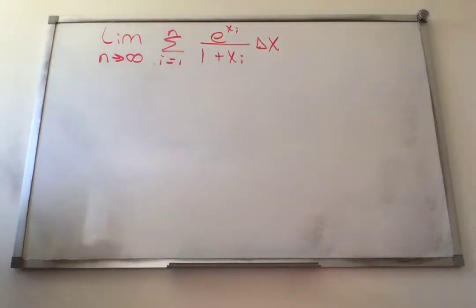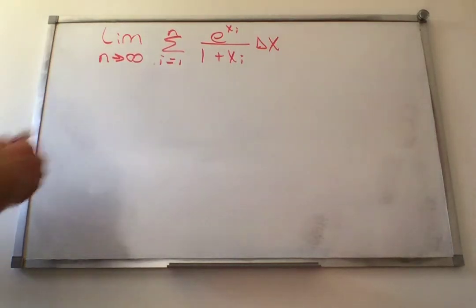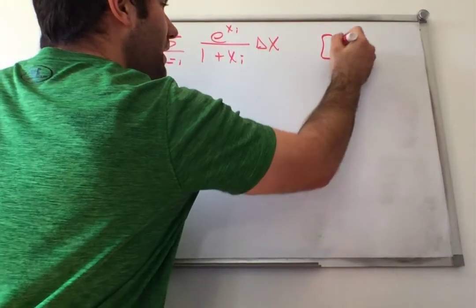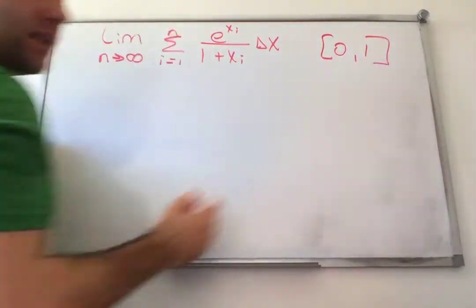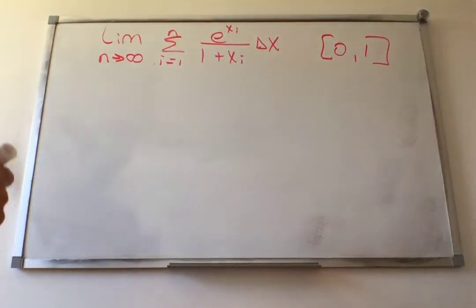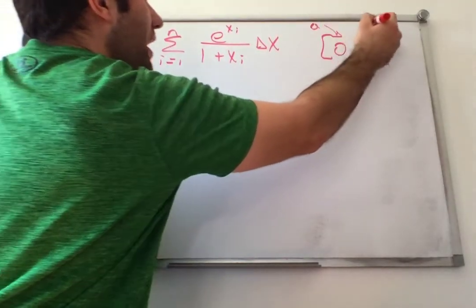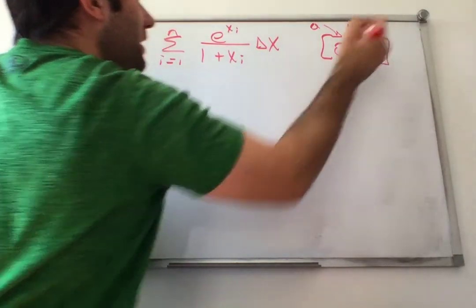Okay, so they give us a limit, and what they want us to do is express this limit as a definite integral on the interval that they give. The first interval that they give for this problem is 0 to 1. Okay, so they tell us what your a is. There's your a right there, there's your b.